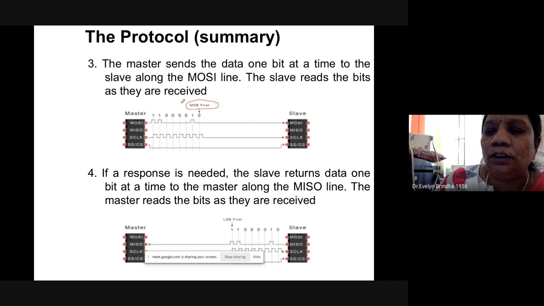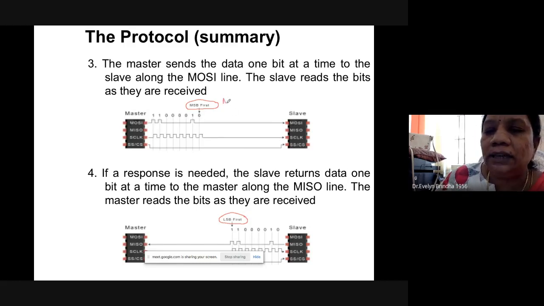MSB is sent out first. In case the slave wants to communicate back, the next step is the slave will be sending out data. So this is the master input, slave output line. Here, in this case, your LSB is sent out first. Please remember this. This is very, very important.